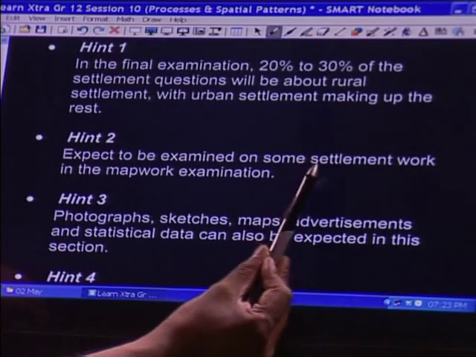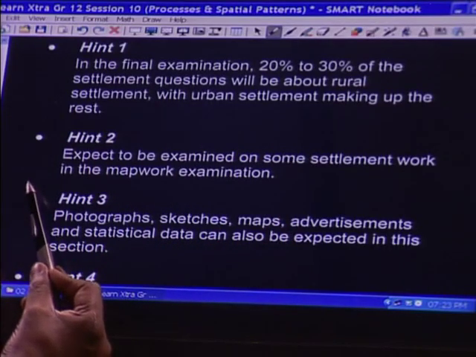Looking at hint 2, expect to be examined on some settlement work in the map work examination. Generally, question 3 involves integration in map work. If I have to repeat and reorganize the content in map work, you're looking at specifically multiple choice questions in question 1. In question 2, you have your calculations. In question 3, your interpretations, and question 4, GIS.